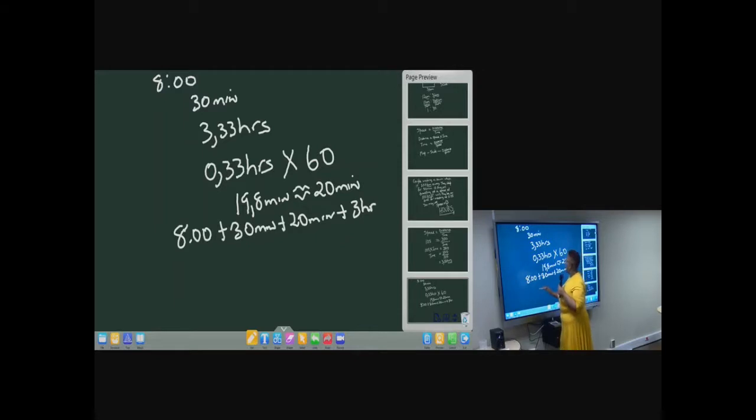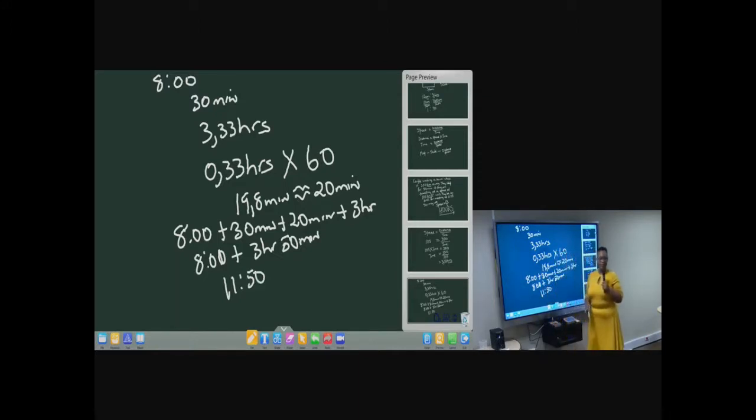So now it means 8 o'clock, you add 3 hours, 50 minutes. Then it means you will be able to arrive at 11:50. And then you won't make the time, because you have been asked to prove whether we will be on time for a meeting at 11:05.